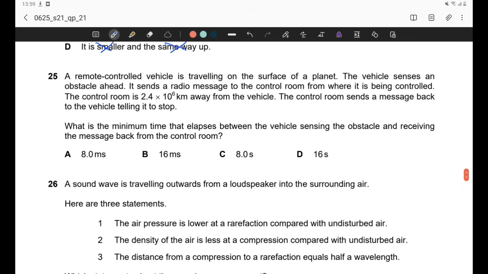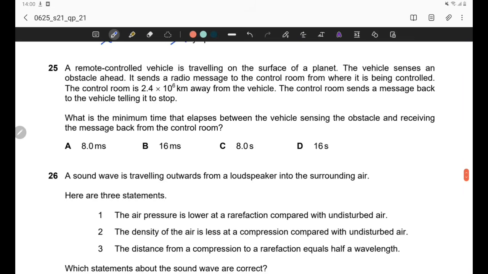Question 25. A remote controlled vehicle is traveling on the surface of a planet. The vehicle senses an obstacle ahead. It sends a radio message to the control room from where it is being controlled. The control room is 2.4 times 10 to the power 6 km away from the vehicle. The control room sends a message back to the vehicle telling it to stop. What is the minimum time that elapses between the vehicle sensing the obstacle and receiving the message back from the control room?